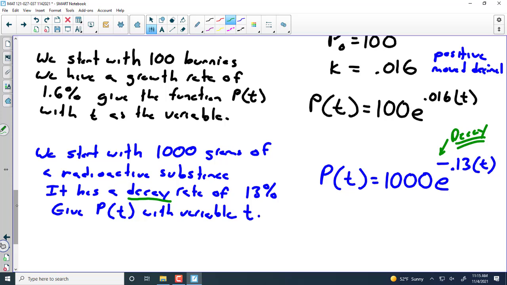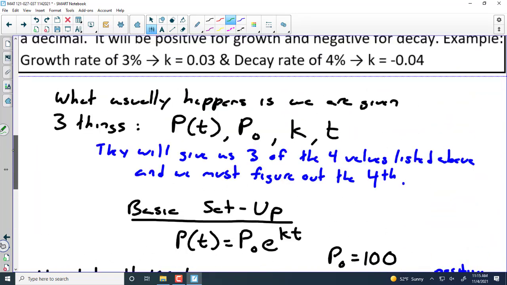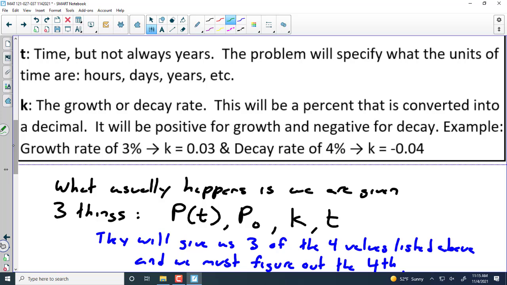All right. So, we ready to try a couple of these? We ready to do some work with this? Oh, this is the definition of k. What's that? The definition of k. One more time. The definition of k. Oh, yeah. k is the growth or decay rate. It's a percent that you convert into a decimal. It'll be positive for growth and negative for decay.